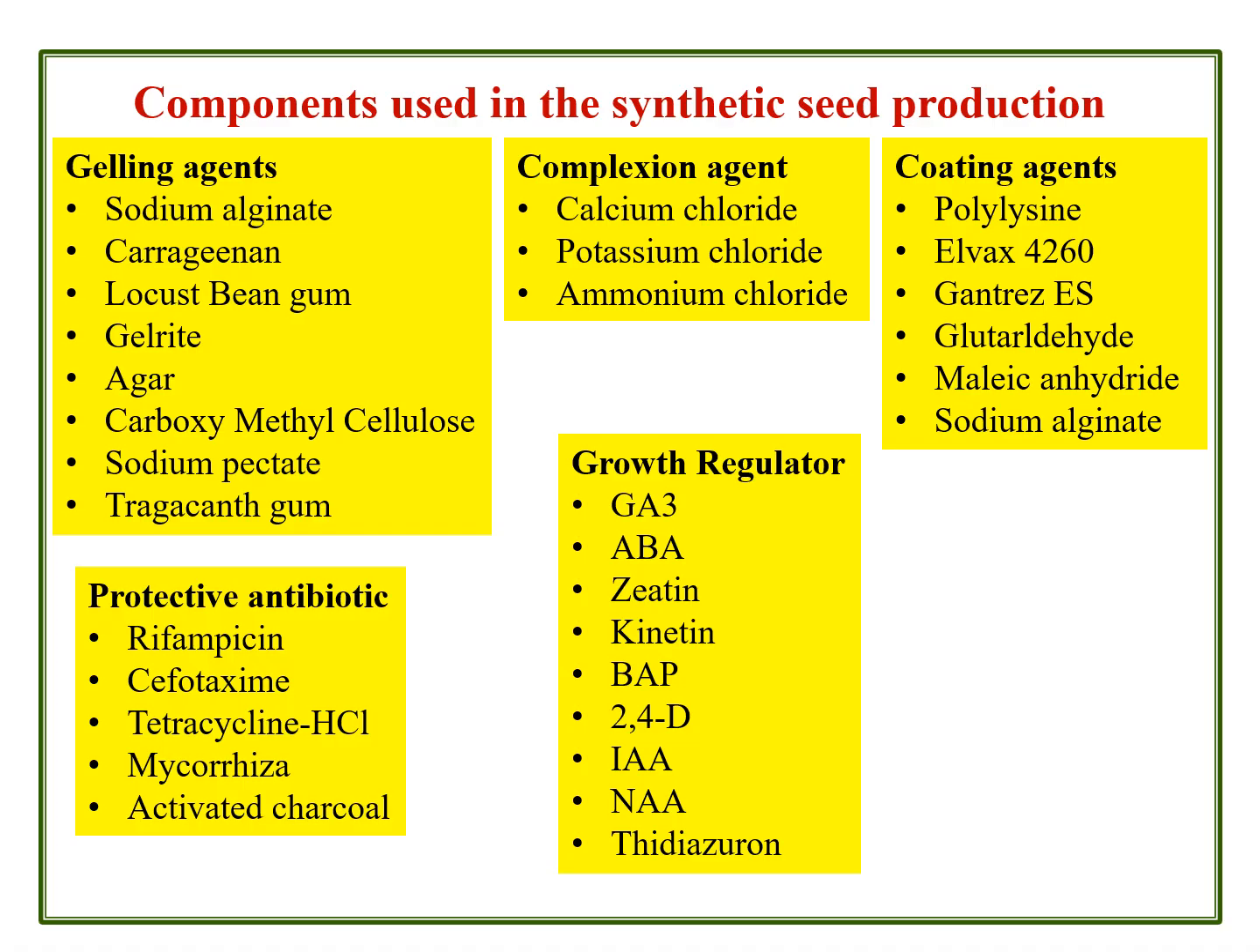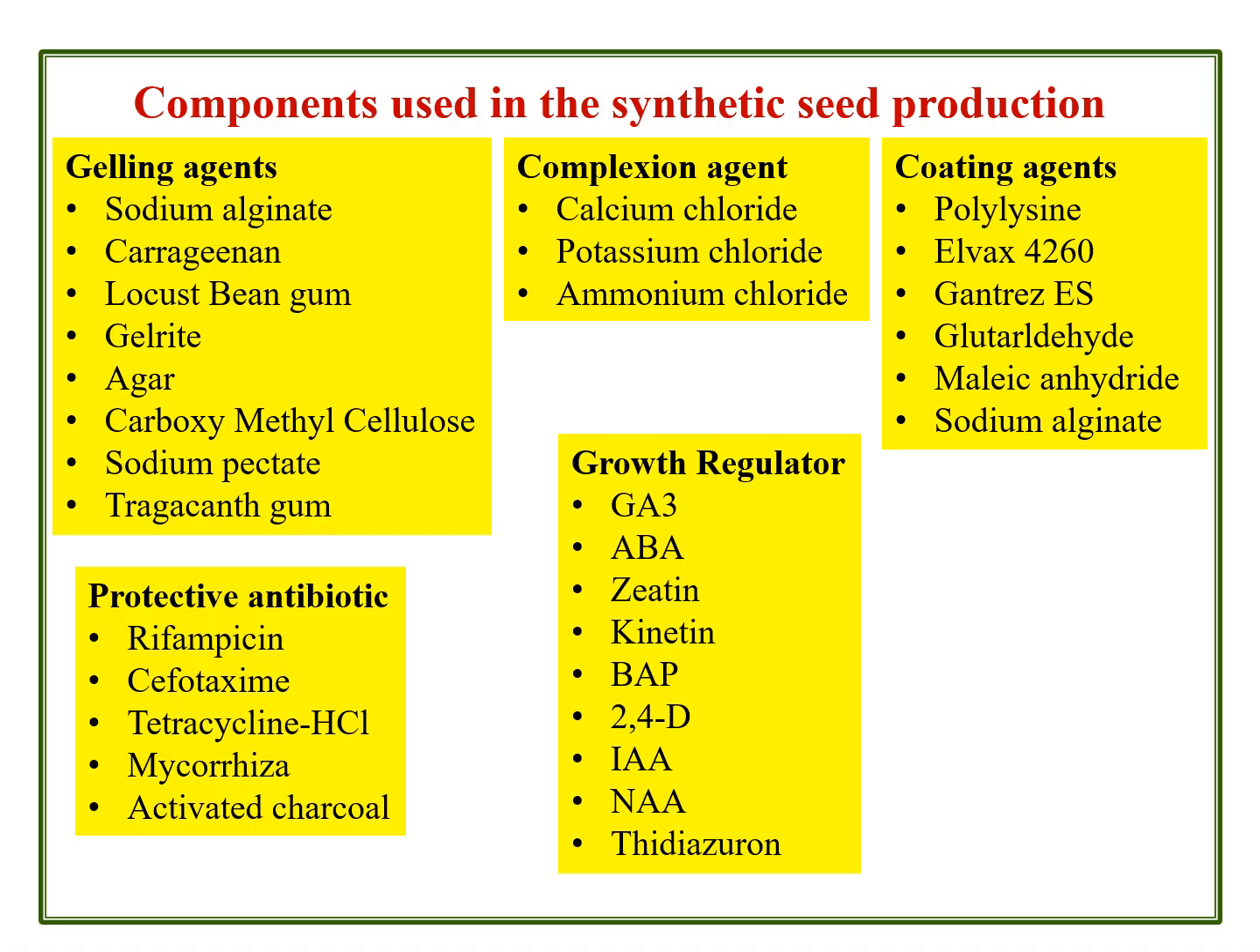First of all, let us see what the gelling agents are: sodium alginate, carrageenan, locust bean gum, gelrite, agar, carboxymethyl cellulose, sodium pectate, and tragacanth gum. So these are the gelling agents. Among these, sodium alginate is the best choice. After that it follows agar or CMC, also very important, and sodium pectate also gives prominent results. Complexing agents.